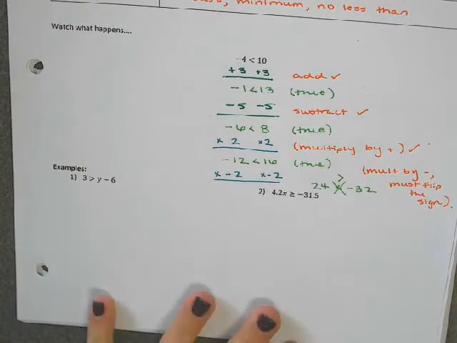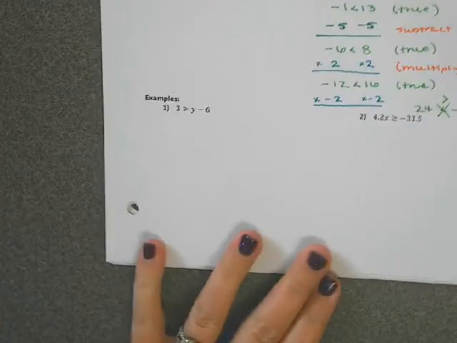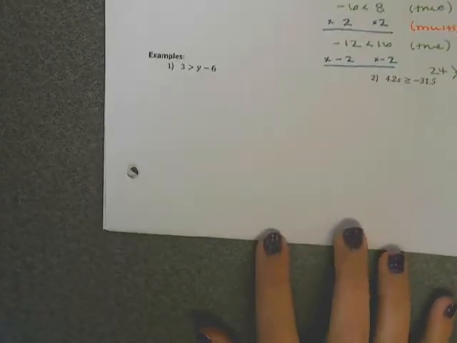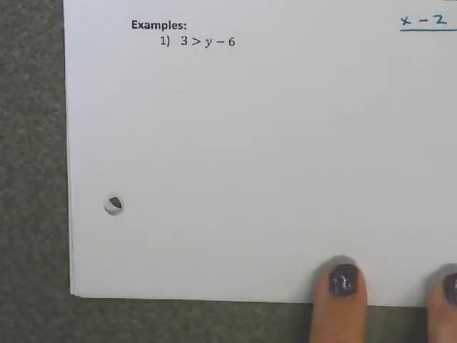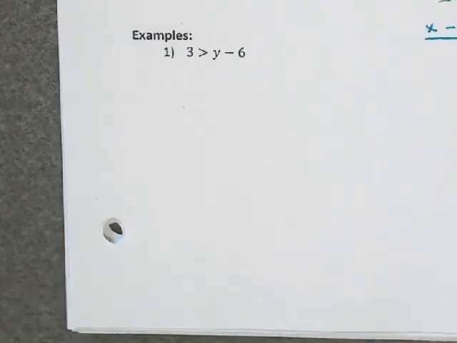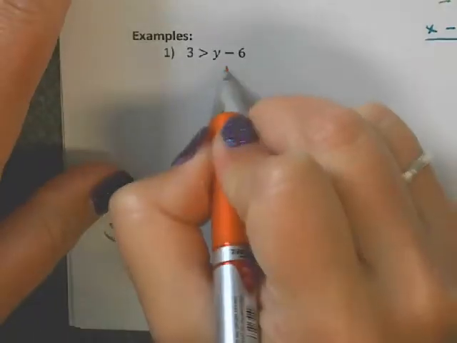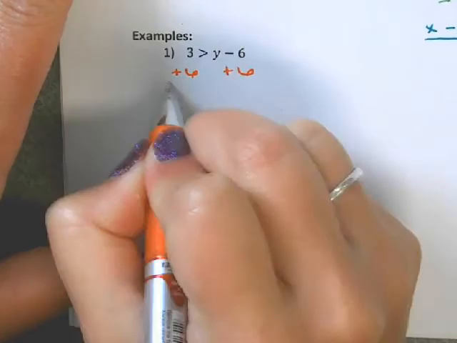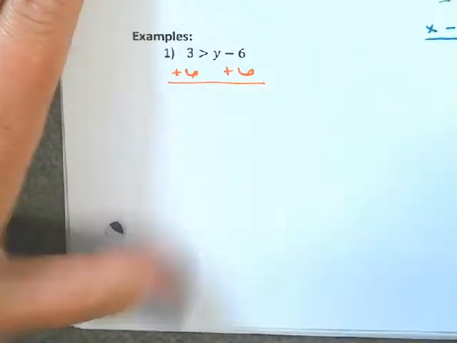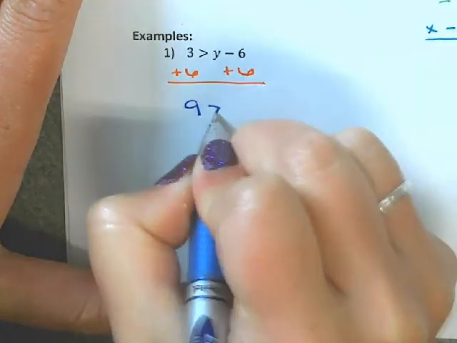All right, so we have some example problems here for us to work on. And all you have to do is get the variable by itself. So it's very similar to solving an equation, but the one difference is you just have to be careful when you deal with multiplying or dividing by a negative number. So to get y by itself, what am I going to do here? Add 6. And I get that 9 is greater than y.